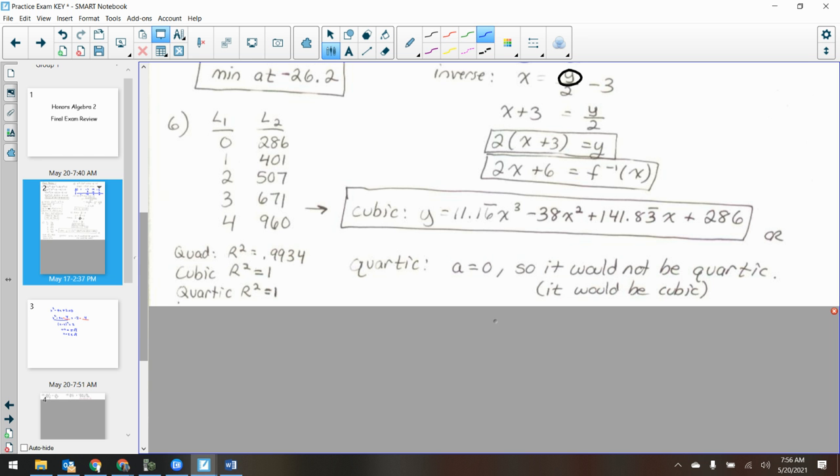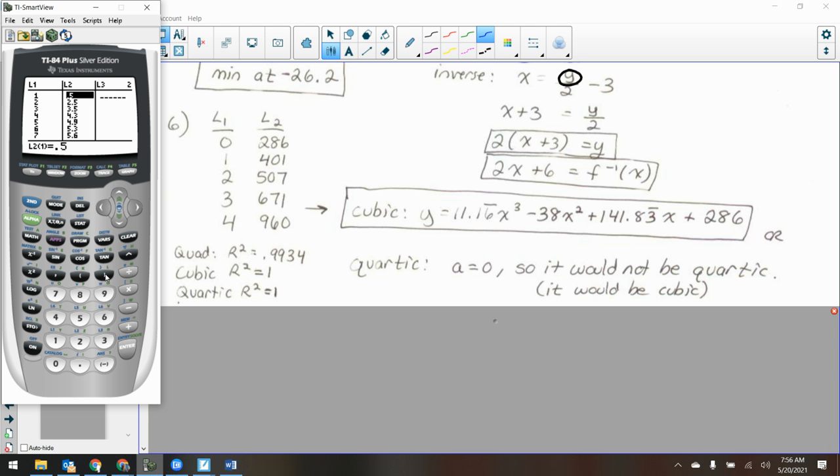Okay, so let's go into my calculator here. I'm going to go stat edit, like I did. I'm going to clear down, clear down, clear down. Again, if you have calculator issues within the exam, I can help you. I can't teach you how to do something, but I can assist you with some technical issues.